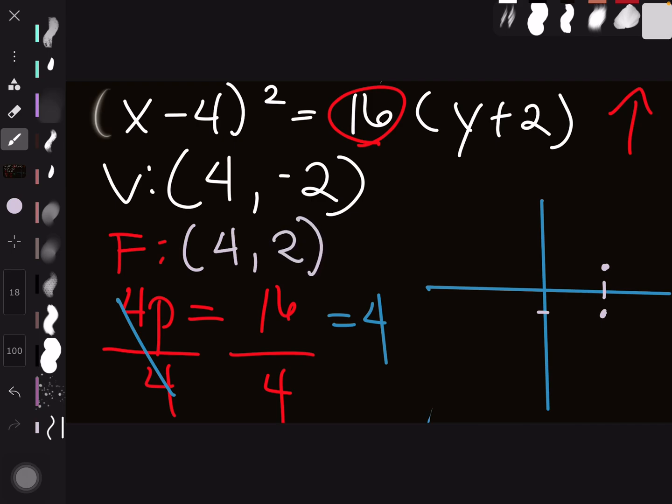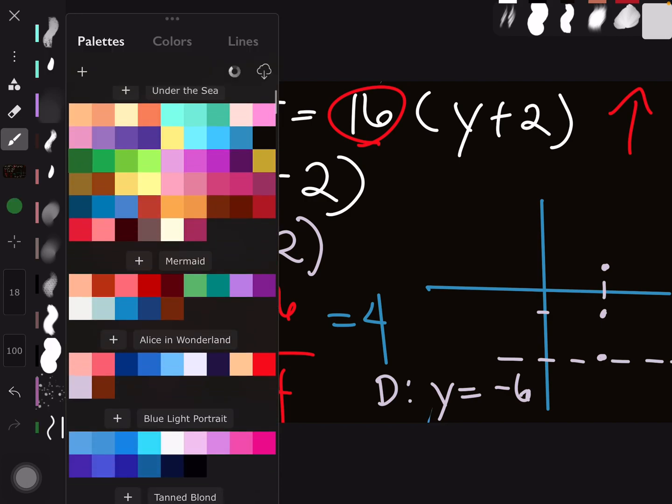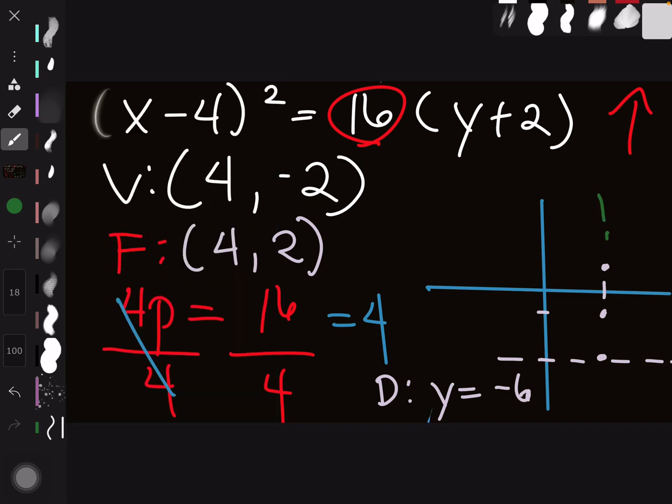That's it. Next, we're going to identify the directrix by moving 4 units down from the vertex, and that will lead us to negative 6. So this is our directrix. Since the linear equation here is y, the linear variable will always determine our directrix. So the directrix is y = -6. For the axis of symmetry, it will simply be at the middle of the vertex, and that would become x = 4. So that's the axis of symmetry.